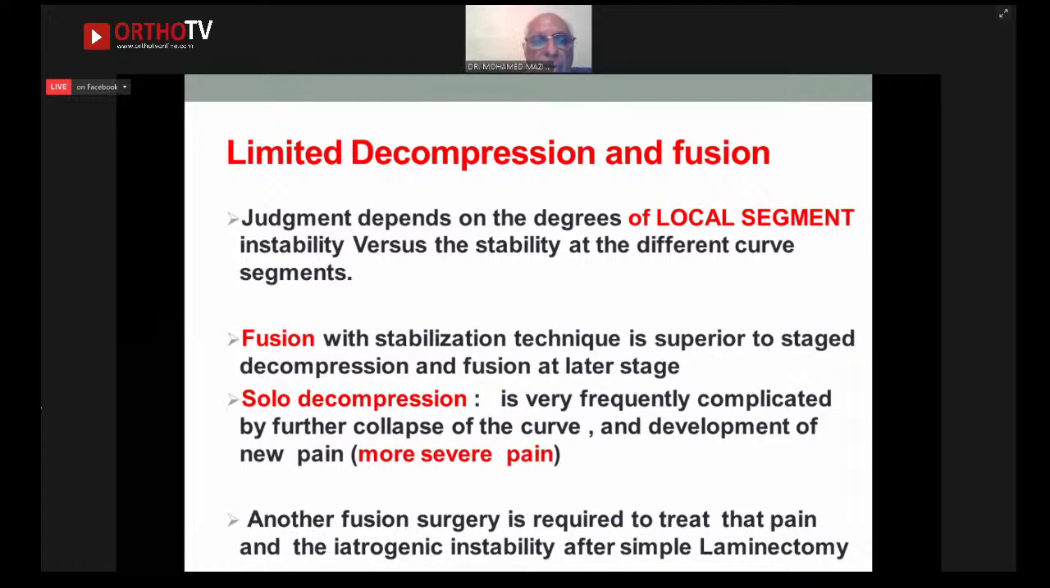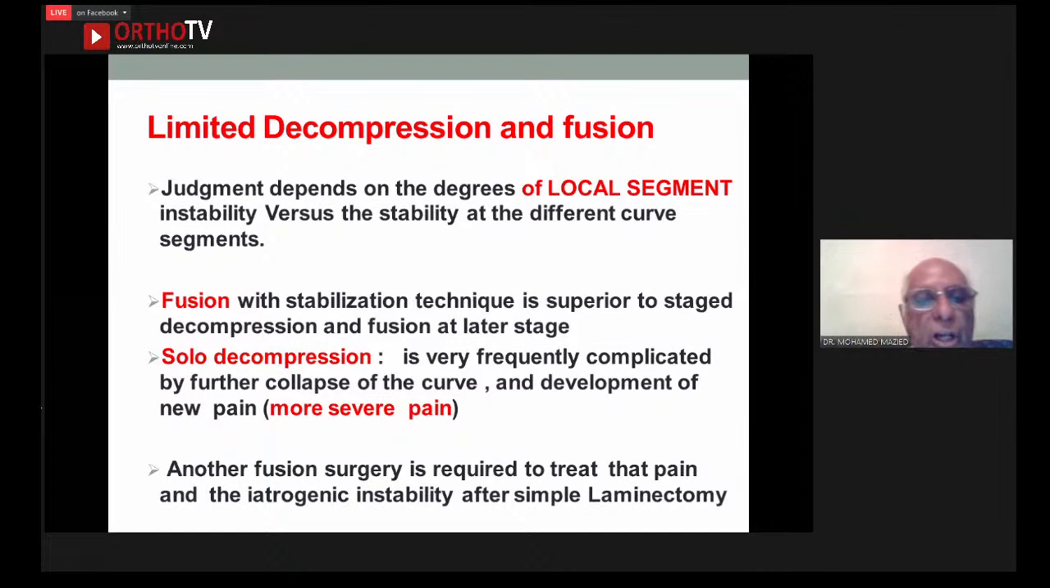Fusion with stabilization technique is superior to staged decompression and fusion at a later stage. I mean, one stage surgery is superior in this risky age group. Solo decompression alone by laminectomy is very frequently complicated by further collapse of the curve and development of new, more severe pain due to the iatrogenic instability. Another fusion surgery is required for this patient to treat the pain and the iatrogenic instability after simple laminectomy. So we don't recommend massive laminectomy, 2-3 level laminectomy, for degenerative scoliosis without fusion and stabilization.